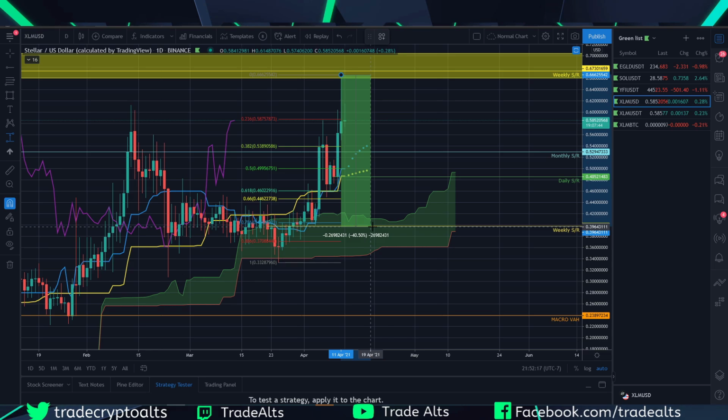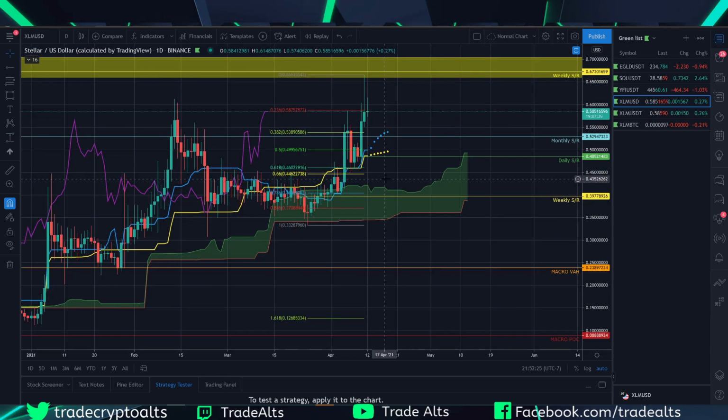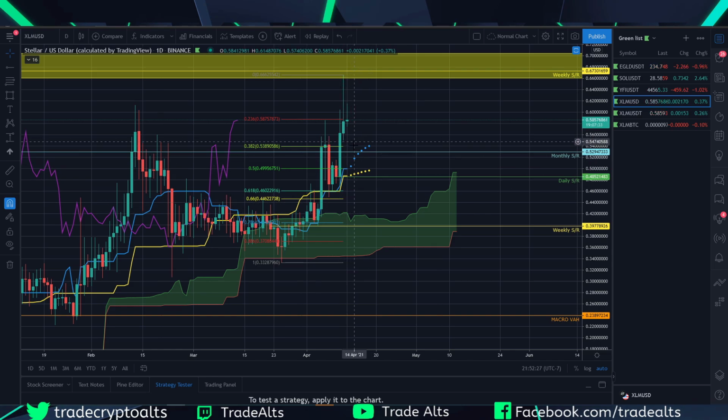Just curious, 40%. Man, that is deep. That would be nasty if that happened again. That would wreck a lot of people. So I don't really see anything that lines up, fib-wise, super nice.